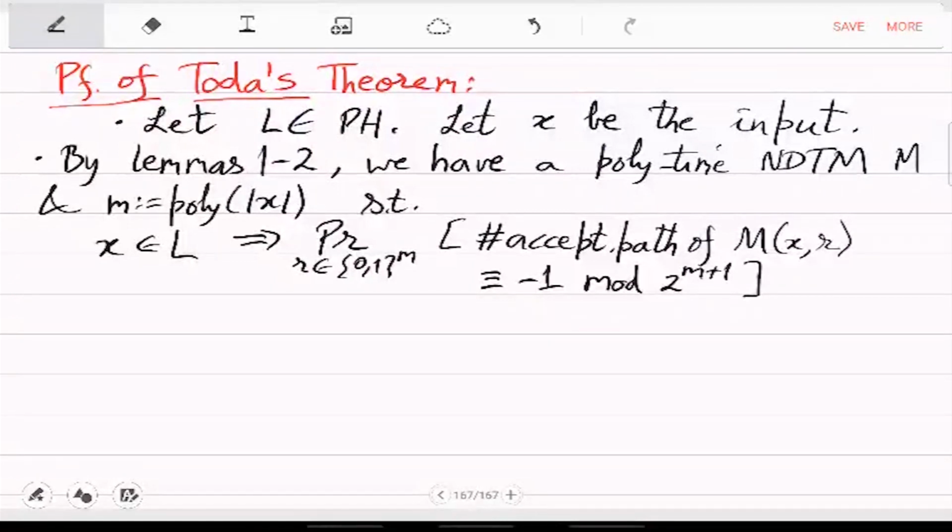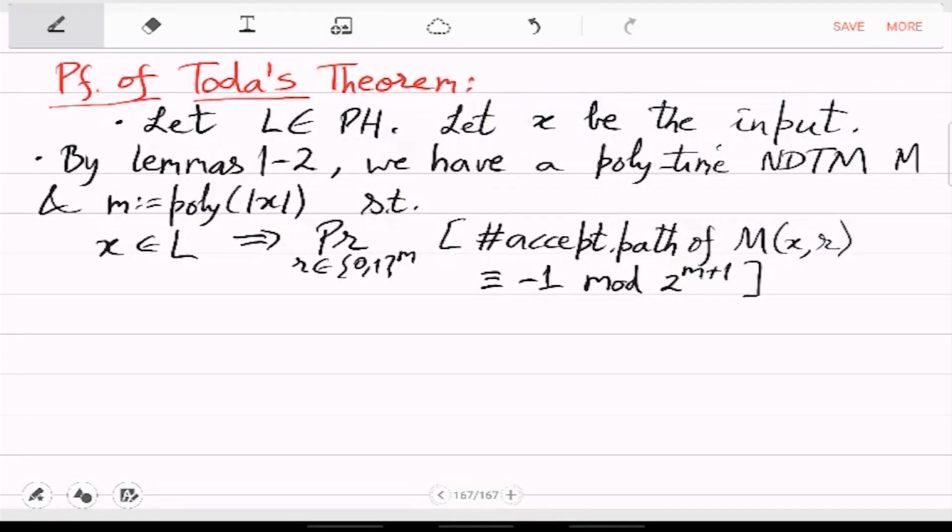Okay, so if x, remember how this proceeds using lemma 1, 2. A yes string will be converted into an NDTM such that for yes strings, on random choice of R, the number of accepting paths was odd, and then it was boosted up to -1 mod 2 raised to m plus 1 with high probability. This is true for most of the random strings, greater than or equal to 2/3.